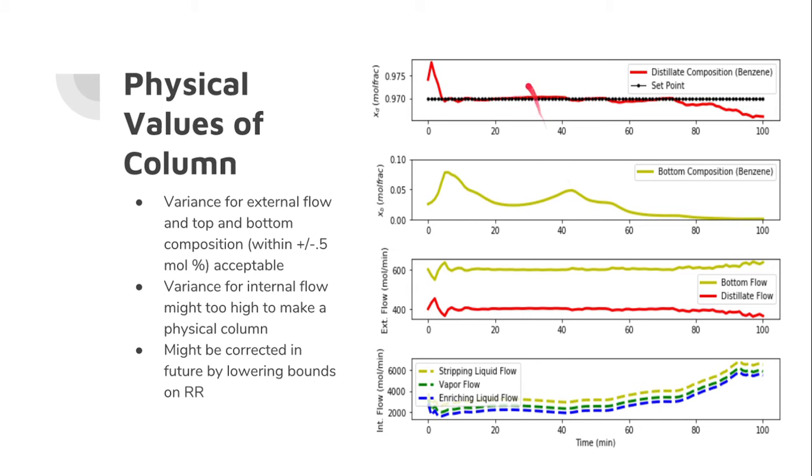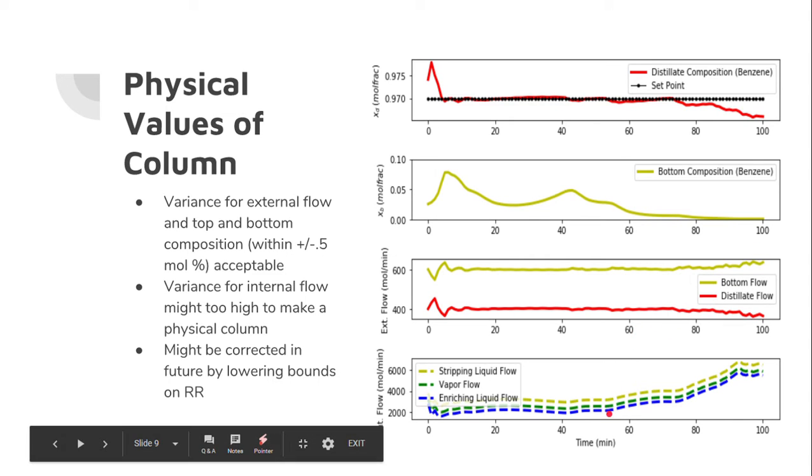For the physical volumes of the column, we calculated those to see how realistic our column was. We found that both our distillate and bottom compositions were very pure. In fact, the bottom composition is almost entirely N-heptene at the end. And our external flow rates are also very constant. However, the internal flow rates vary a great deal.